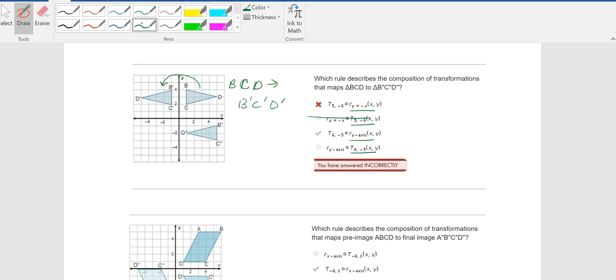So since choice B and choice D both have a translation listed second, that eliminates both of those choices right there. So now what I'm interested in is which one of these it is. This one says it would be a rotation across y equals negative x, and this one says it's a reflection across the y-axis. Since this is reflecting across the y-axis, your answer choice is choice C. All right, next.